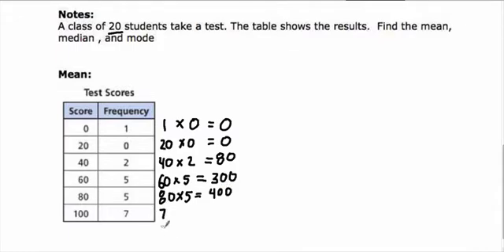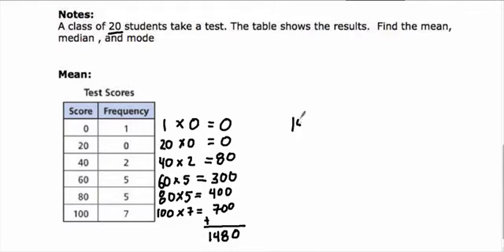7 kids out of the class. Whoops, let's make that the 100 right here. Be consistent with how I'm drawing this. All right, 100, 7 kids got 100%. There we go. 700. So we add all of these up. I'm just going to add them all up. The total points this whole class earned was 1,480 points.